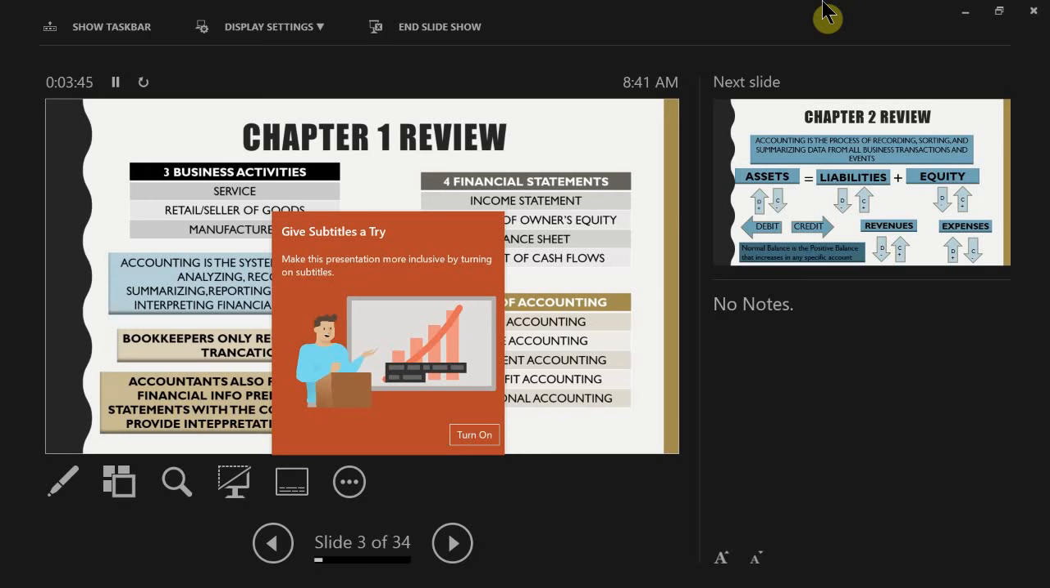We also talked about the 4 major business financial statements. We understand that these 4 are very important, especially when it comes to looking at the composition of the business itself, but also to look at how the business is doing, whether it's profit wise or net worth.